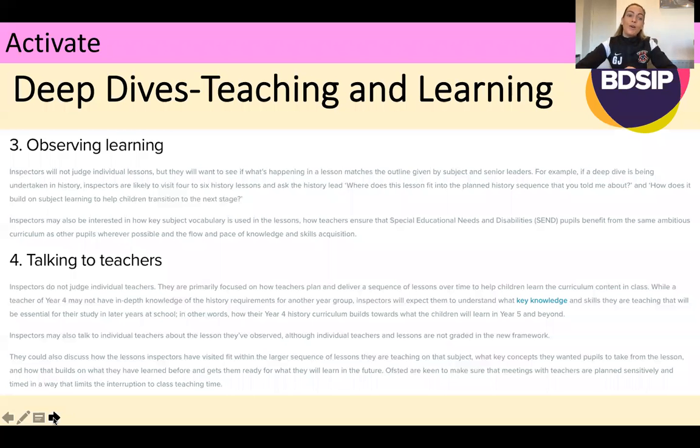Okay, so we're going to start off with Ofsted. So we know that we now have deep dives for teaching and learning within different subjects. So within primary, it will be a deep dive into the PE curriculum. However, we know that dance is a strand within that. So we need to really make sure that we are prepared so that when these deep dives happen, we are able to execute them confidently.